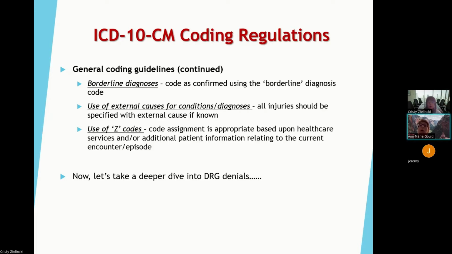Even the COVID too, right? COVID-19, did they receive a vaccine? Did they have a history of it? Those are really important to capture because that does play a role in other chronic conditions. All right. So when it comes to your Z codes, code assignment is appropriate based upon healthcare services and or additional patient information relating to the encounter or episode.